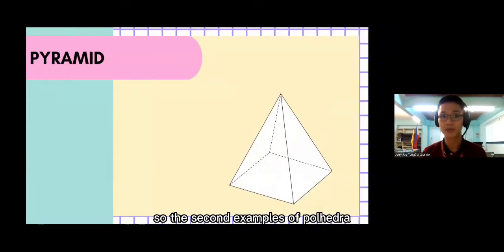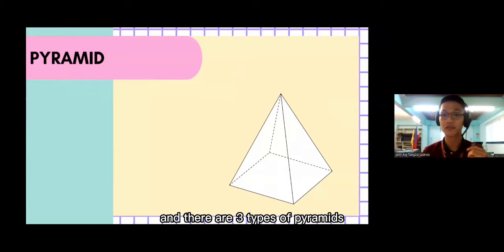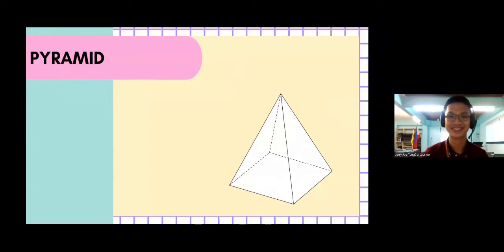So the second example of polyhedra is a pyramid. A pyramid is a polyhedron formed by connecting a polygonal base and a point called the apex. Each base edge and apex form a triangle called a lateral face. It is a conic solid with a polygonal base. And there are 3 types of pyramids, which are the triangular pyramid, square pyramid, and pentagonal pyramid.